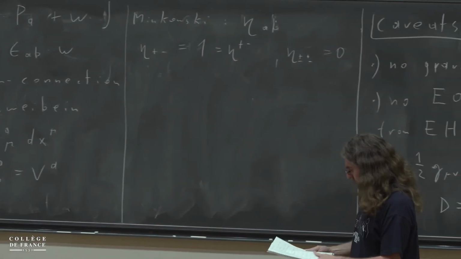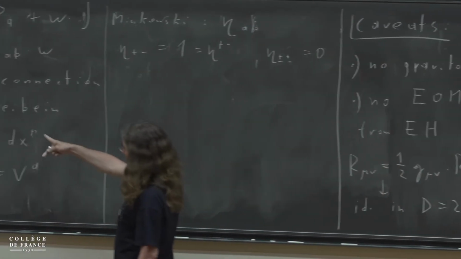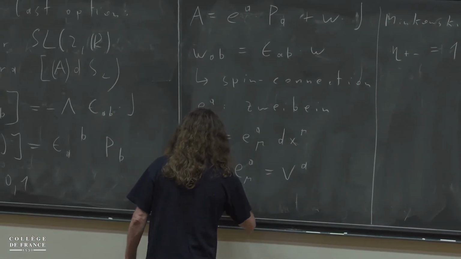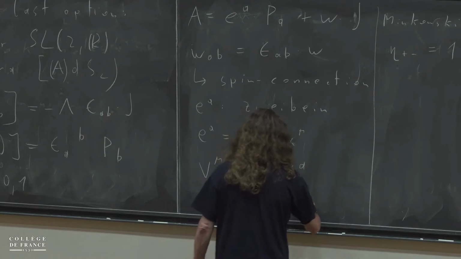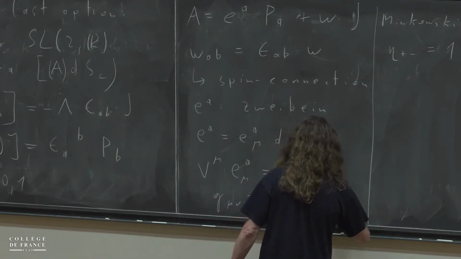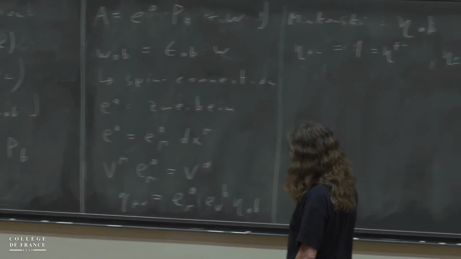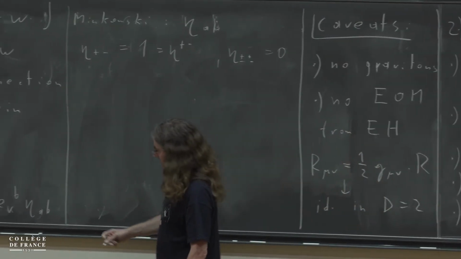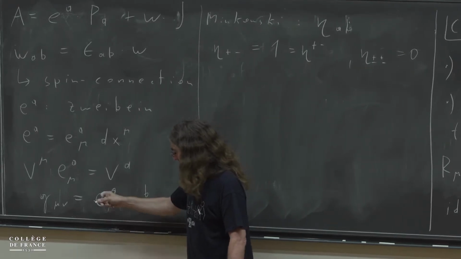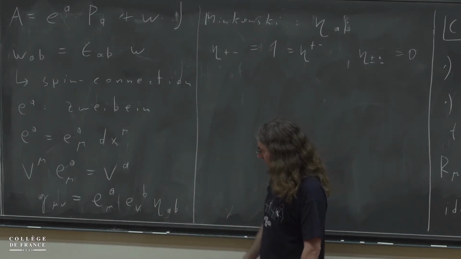Yeah. All right. So if you have this Zweibein, you can construct the metric in the following way. It's a bilinear in the Zweibein, E mu A, E mu B, eta AB. But you see that there's a redundancy in the description using the Zweibein.